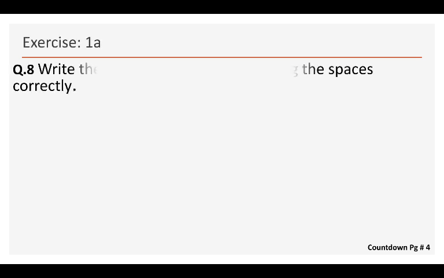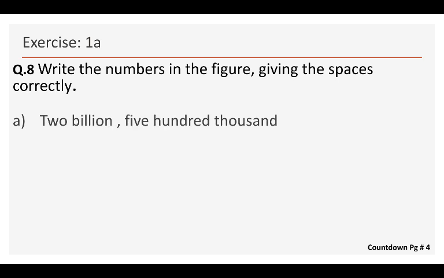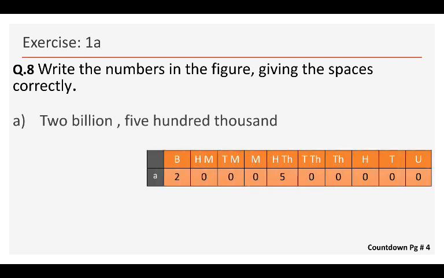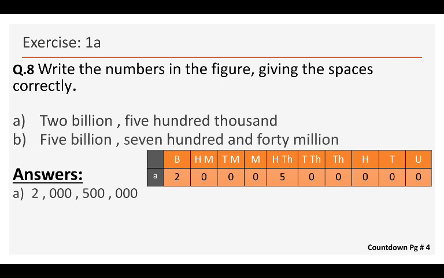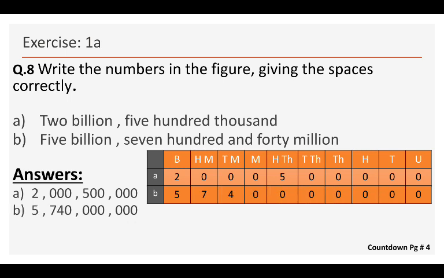Question number 8. Write the number in figures giving the spaces correctly. So the number is 2,500,000. So how are we going to write down this number in figures? It becomes 2 space comma 000 space comma 500 space comma 000. Next part B, 5,740,000,000. Again we will write down this number in a place value chart, and what will be our answer? That is 5,740,000,000.